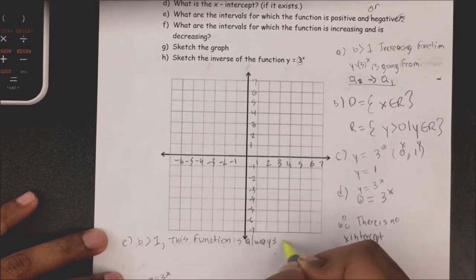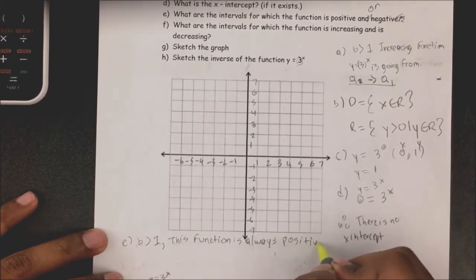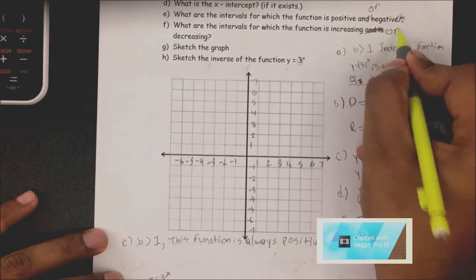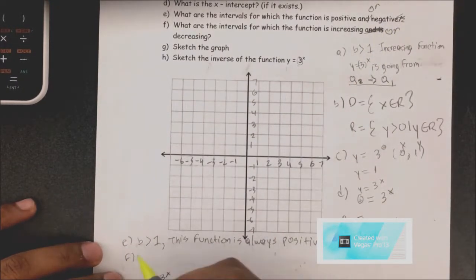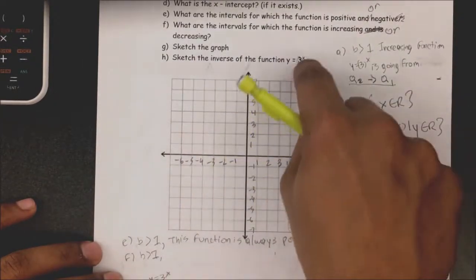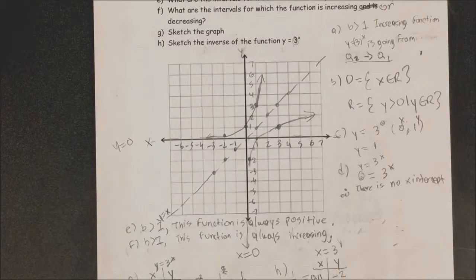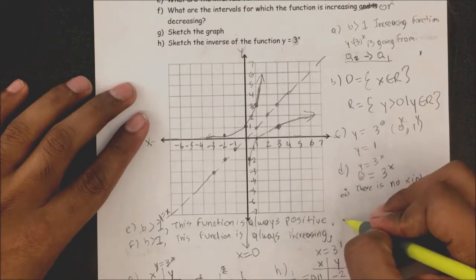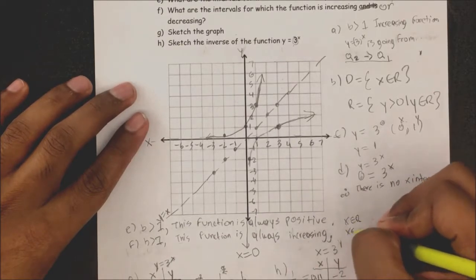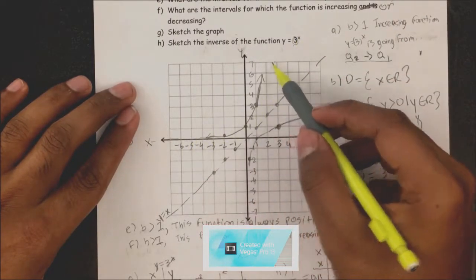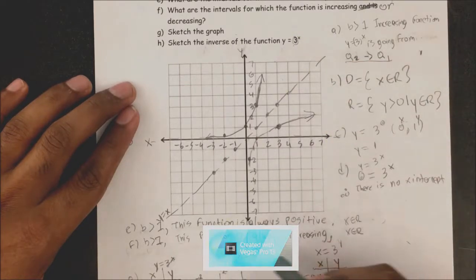And for f, it says what are the intervals for which the function is increasing and/or decreasing. So as I said before, all we have to do is look at our b value, and since our b is greater than 1, this function is always increasing since it's going like this. So for f, this function is always increasing, and your intervals would just be x is equal to R for both, because no matter what you input as x, your function is always going to be positive. No matter what you input as your x, the function is always going to be increasing.